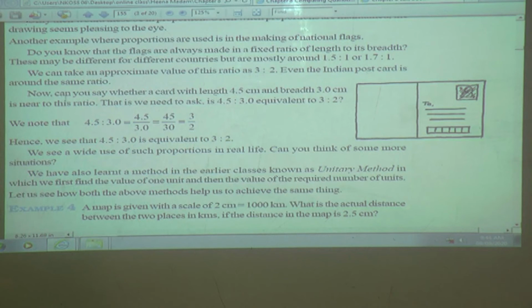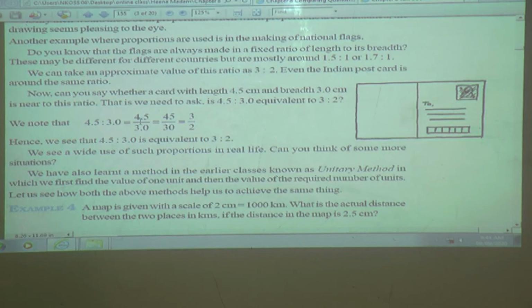So now you can say whether the card with the length 4.5 centimeter and the breadth 3 centimeter is near to this ratio. That is, we need to ask whether 4.5 ratio 3 is equivalent to 3 ratio 2. So we note that 4.5 to 3.0, when we are considering the decimal, you just ignore the decimal.